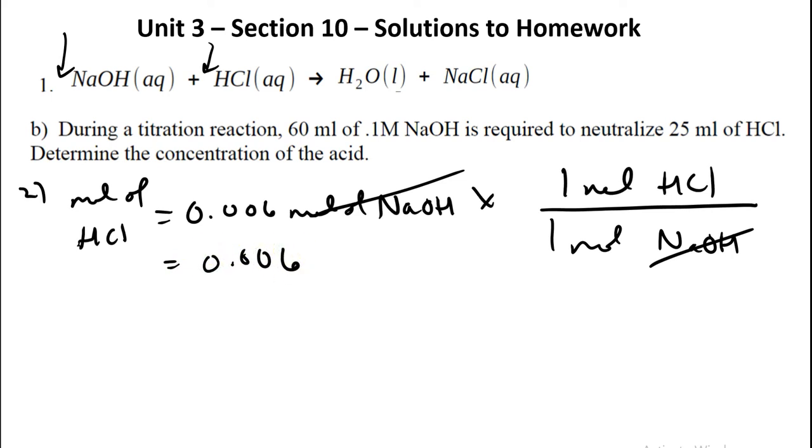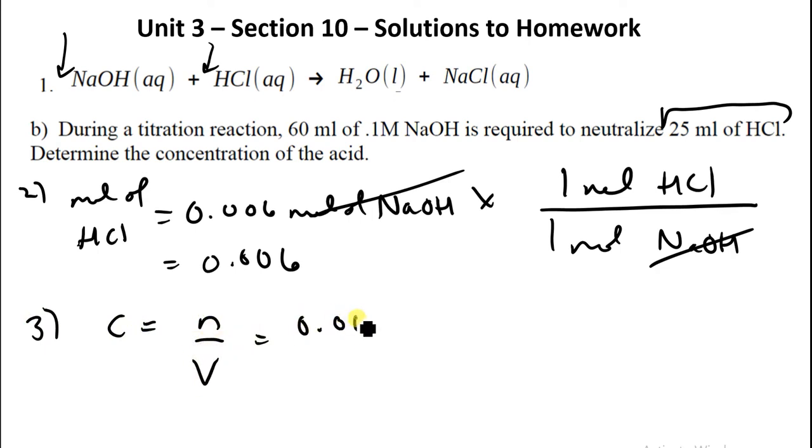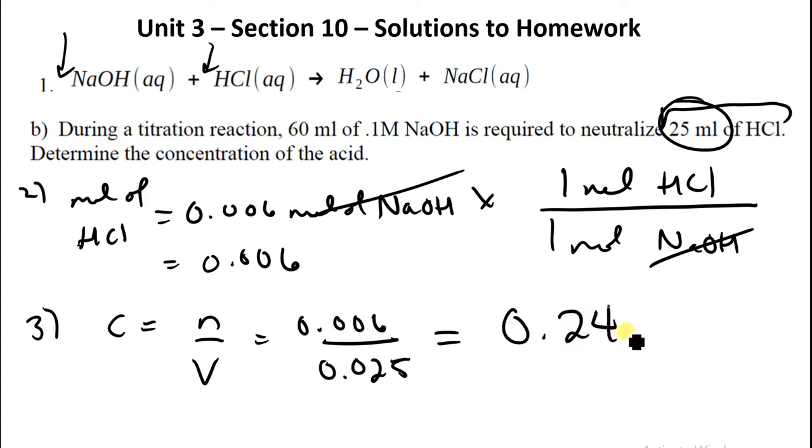Right, there it is. And lastly here, we need to figure out our concentration, knowing our volume. So our concentration is n over V, 0.006 moles divided by 0.025. That is my 25 put into liters. And when you divide that out, we should get 0.24 molar. So that should be our concentration of our HCl in this titration question. But we're not done.